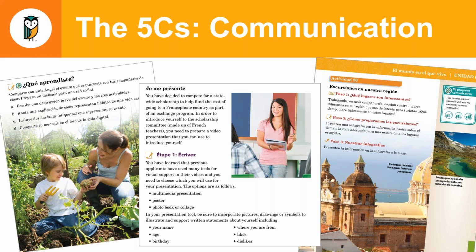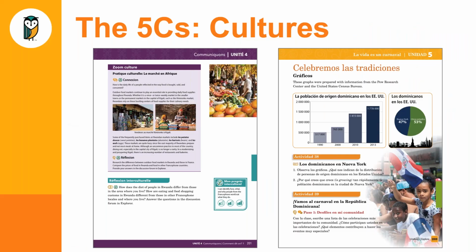of the classroom. And moving on to the next goal area of the 5 C's, cultures, where students use the language to investigate, explain, and reflect on the 3 P's, the products, practices, and perspectives, and their relationship to each other. So in the example on the left here, you can see students are looking at the 3 P's in relation to a Rwandan market. And on the right, Spanish students are beginning to look at the Dominican population, both in the Dominican Republic and right here in the United States.